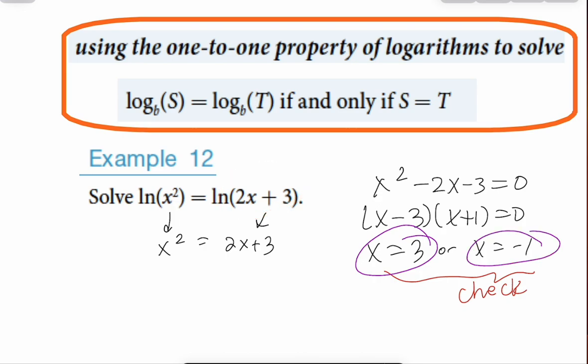But don't expect that they will. Sometimes they do, sometimes they don't. Always check in your original. When you plop them in, they not only should be true on both sides, but they should be positives on both sides, okay?